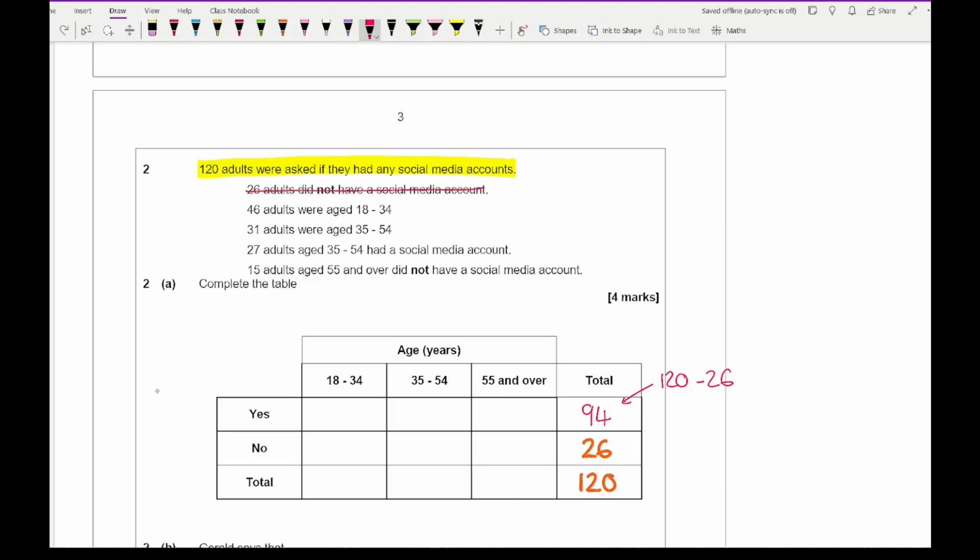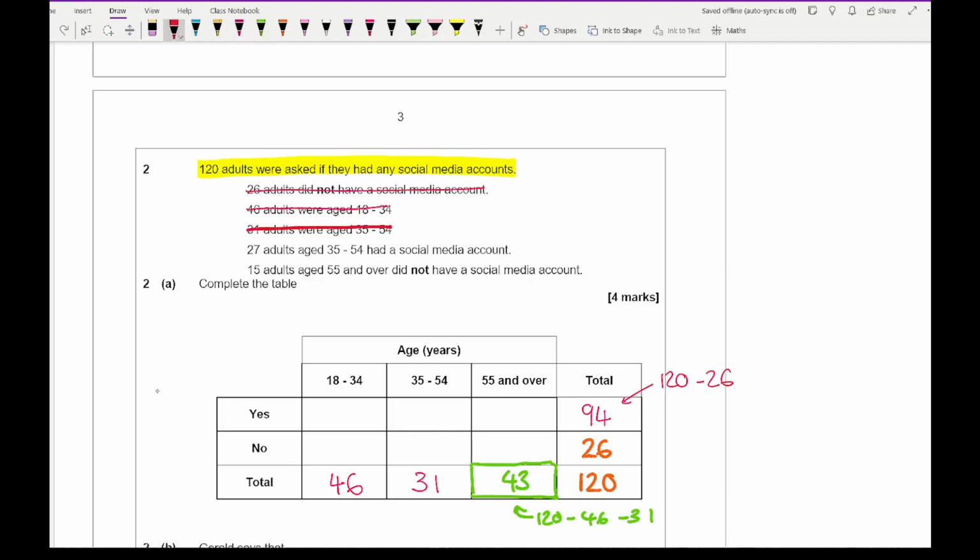Then moving on to the second bit of information, it says 46 adults were aged between 18 and 34. So 18 to 34, this number here is going to be 46. And then 31 adults were aged between 35 and 54. So this number here is going to be 31. So then I can easily work out the number of adults who were 55 and over. That's going to be 120 minus 46 minus 31, which gives me an answer of 43. And then let me just put a line through there.